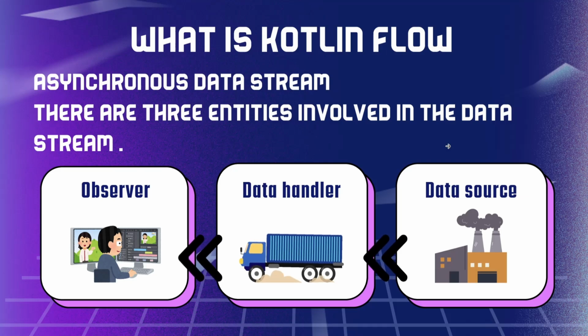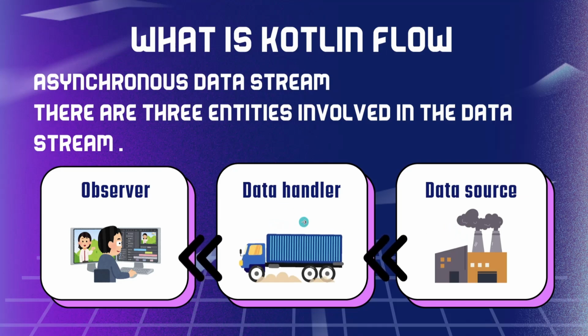When we are talking about Kotlin Flow, we know that it points to asynchronous data stream. And when we are talking about the data stream, we should remember that it has three parts, three entities: data source, data handler, and observer. As you see in the picture, data source is like a factory that produces data for us. But in the world of Android app development, we can consider it as a repository in the MVVM pattern that interacts with the data source, with the remote databases, and manages the network calls.